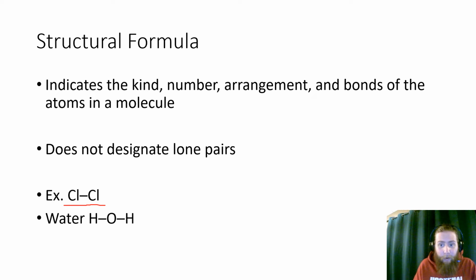When we draw them out, we show them, but when we just write them, we don't. Another example is this H2O of water. This does not show lone pairs. If we were to draw it, it would be 2 shared there, 2 shared there.